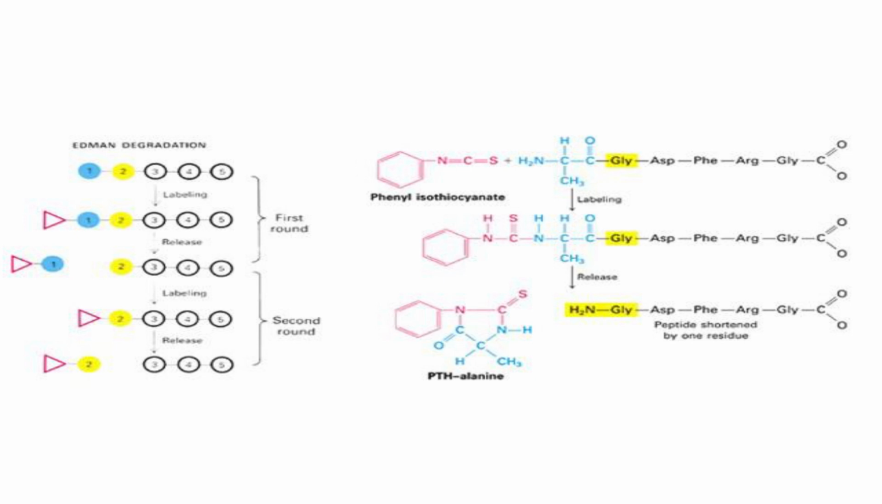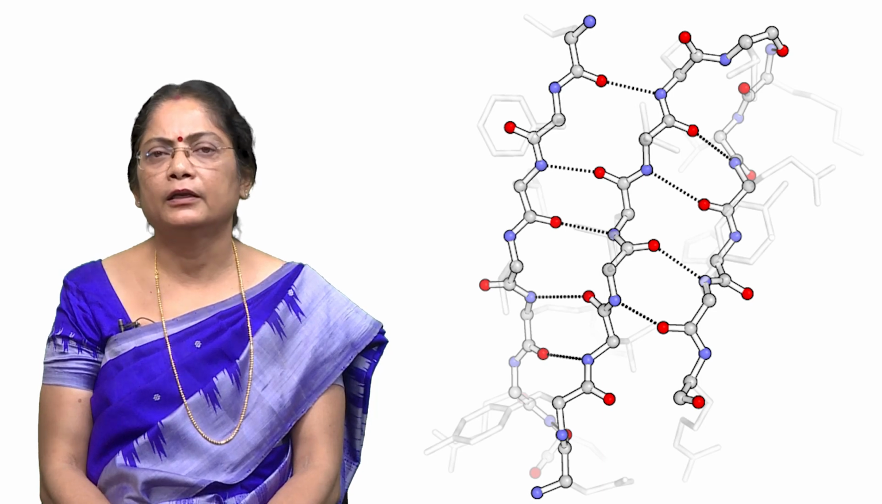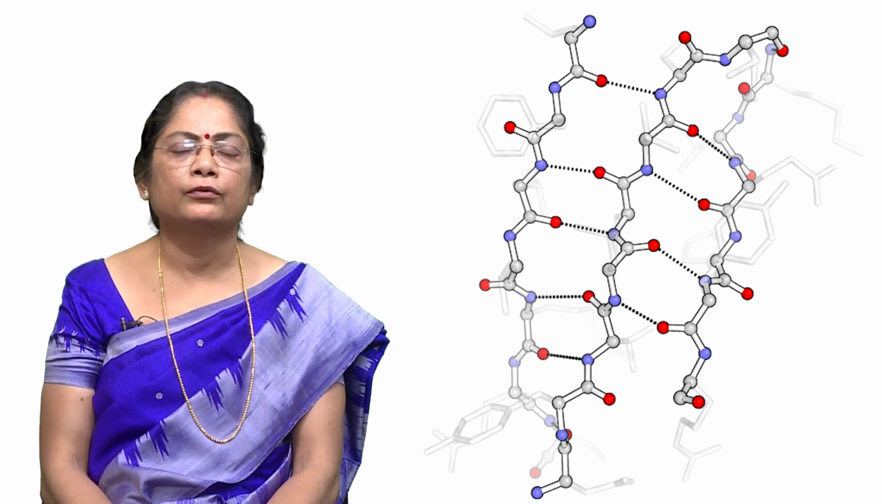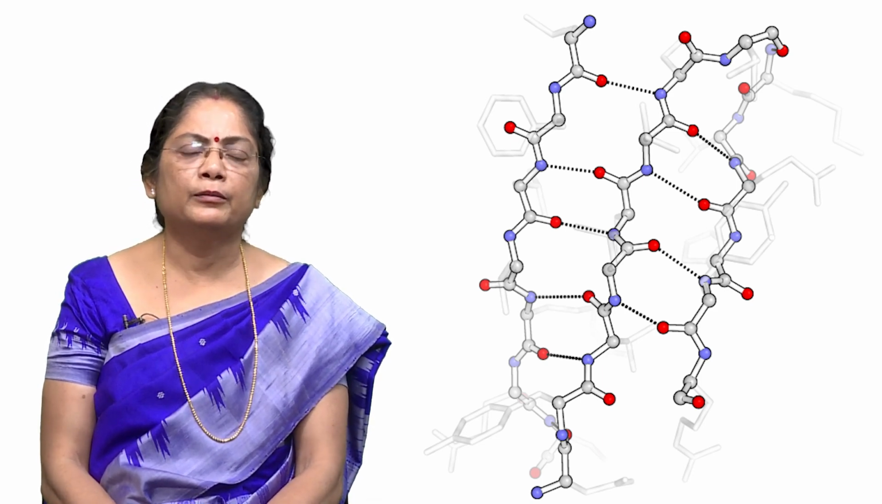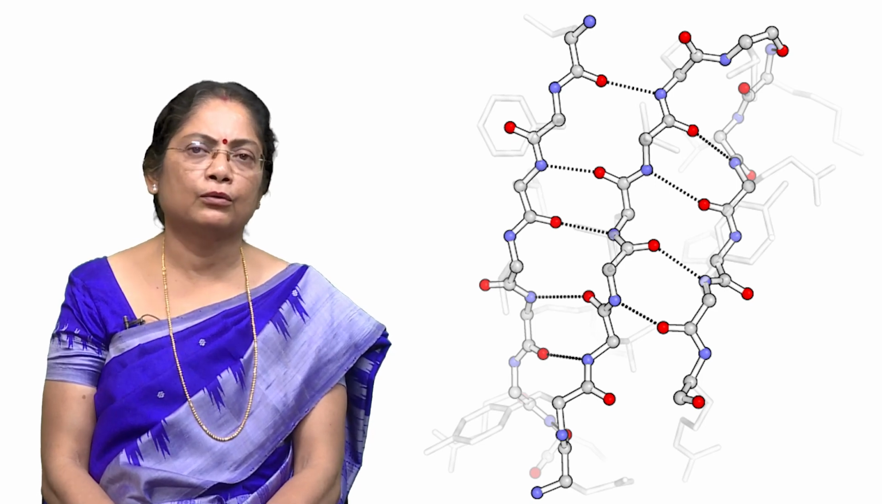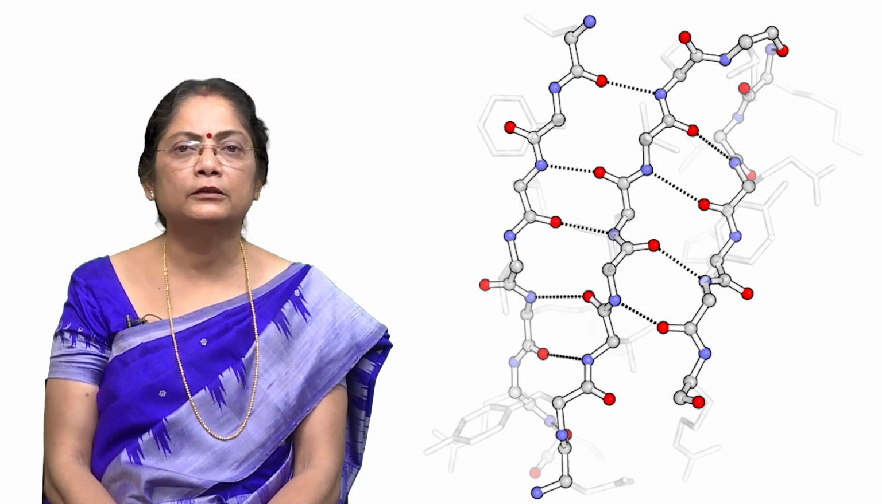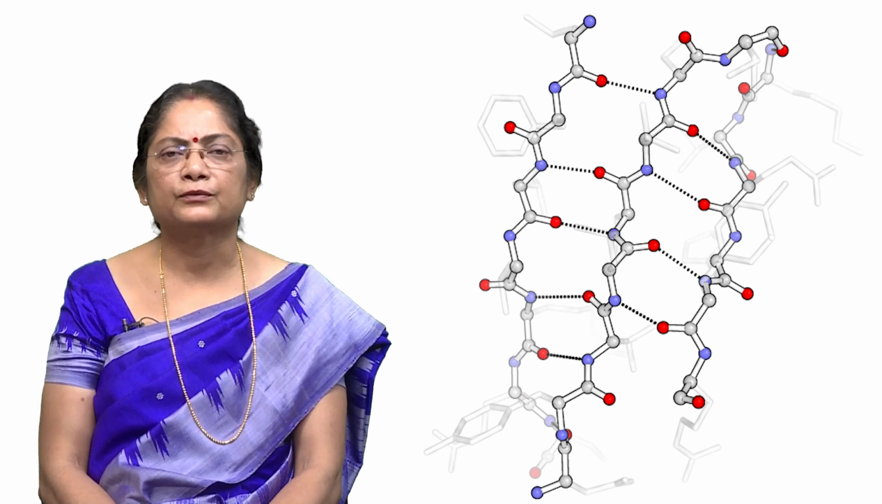Here we can see how the phenyl isothiocyanate reacts with the first, N terminal residue, and then there are three steps: first the reaction, then release of the first amino acid, and then again a repetition. Again and again all three steps are repeated one by one, till the end of the peptide, however many amino acids constitute the polypeptide chain. They are analyzed and characterized one by one by the repetition of these three steps.